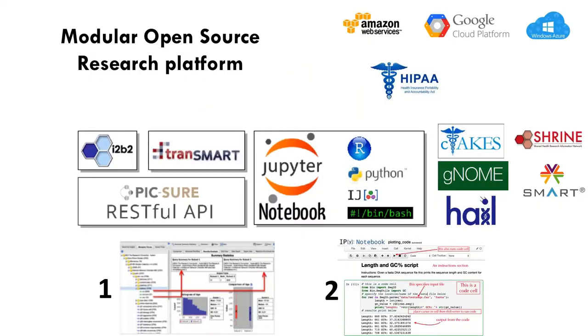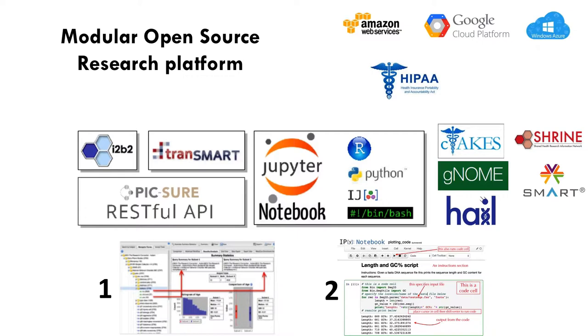And so, as Zak pointed out, what we've been working on is, across multiple cloud vendors, with Amazon and Google, and now starting also with Azure, to try to create HIPAA-compliant environments where there are multiple modules interconnected using APIs, and using the PIC-SURE API that we created, that enables patient-level clinical and genomic data to be available to create an ecosystem, because there's not one tool that fits all.